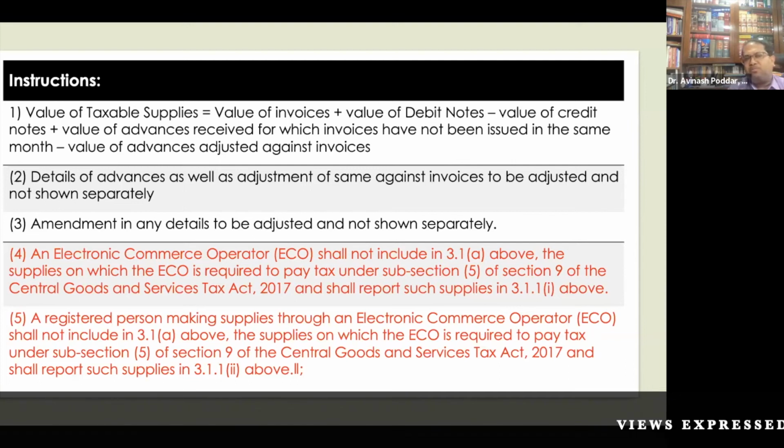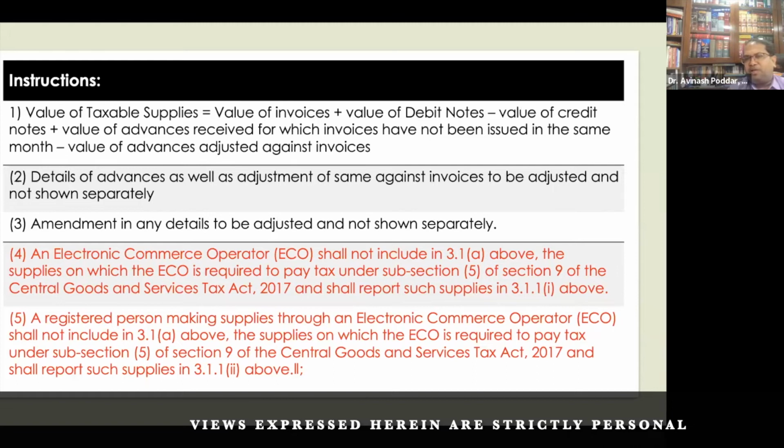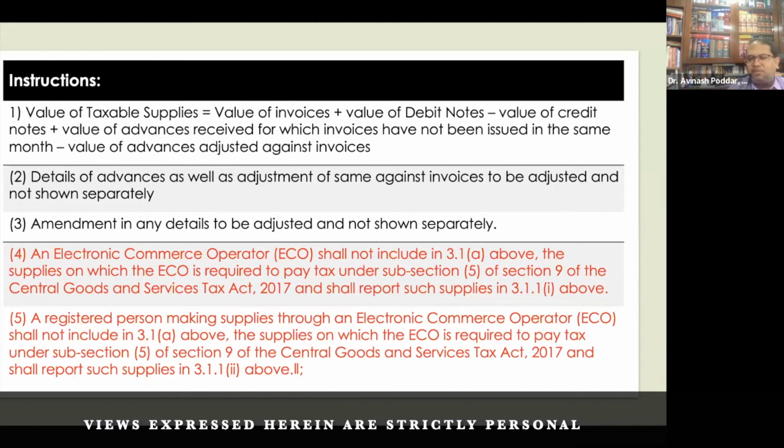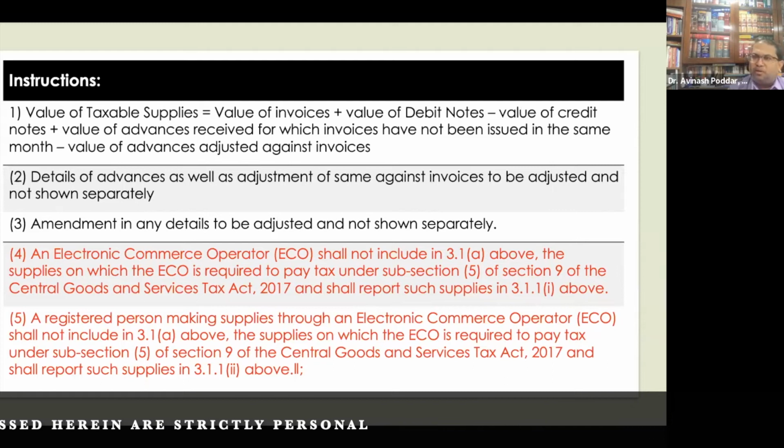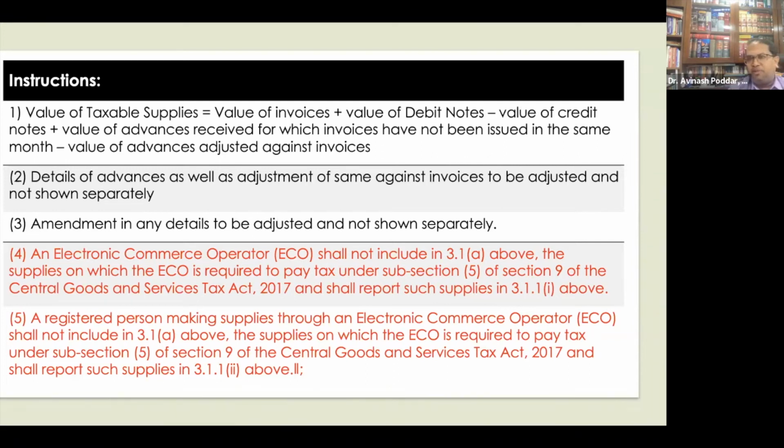An electronic commerce operator shall not include in 3.1a above the supplies on which the electronic commerce operator is required to pay tax under 9(5) of the Central Goods and Services Tax Act and shall report such supplies in 3.1.1 clause 1 above. And similarly the second, कि उनको 3.1a में नहीं दिखाना, 3.1.1 clause 2 में दिखाना है. So this is what is amended in GSTR-3B.